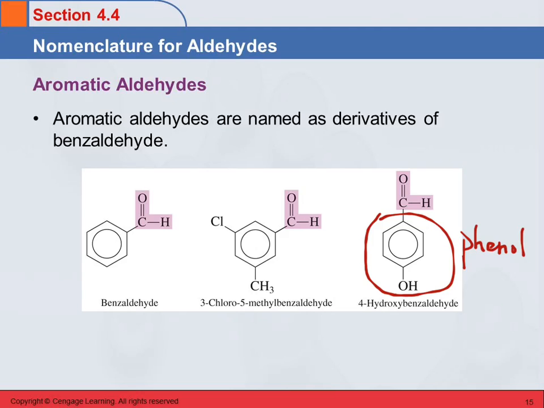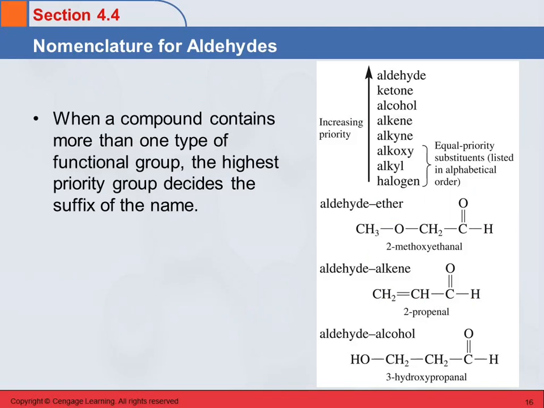So here's the list of things we've covered so far. So aldehydes are at the top of the list. If it's got an aldehyde group in it, you name it as an aldehyde and everything else becomes a substituent. Ketones are next, then alcohols, alkenes, alkynes, alkoxy, those are the ethers, alkyl, and then halogens. These guys at the end here are actual equal priority substituents. So this guy here, which has an ether in it and an aldehyde, aldehyde is a higher priority, and so it's named as an aldehyde.